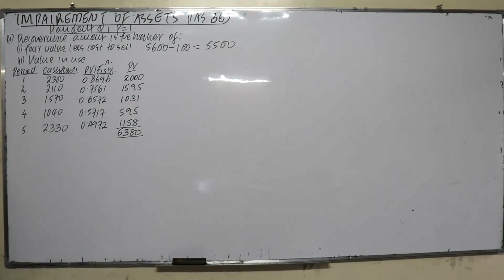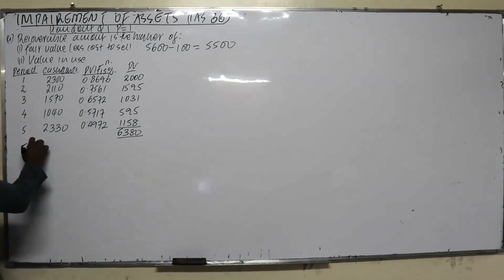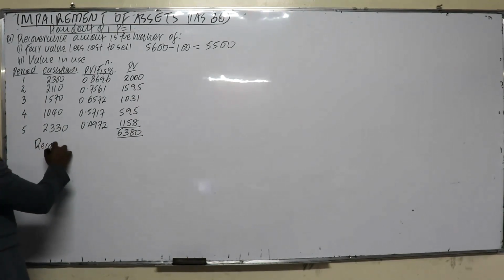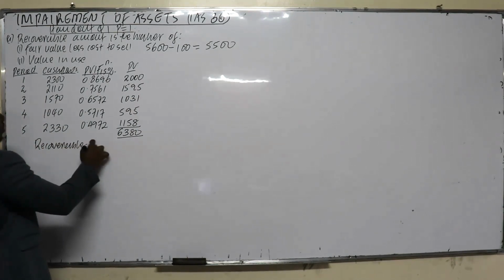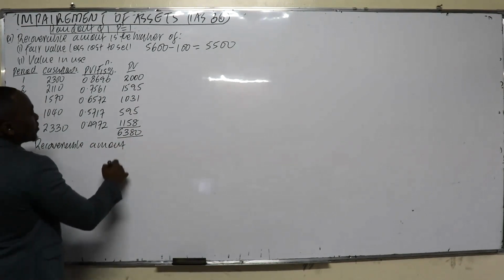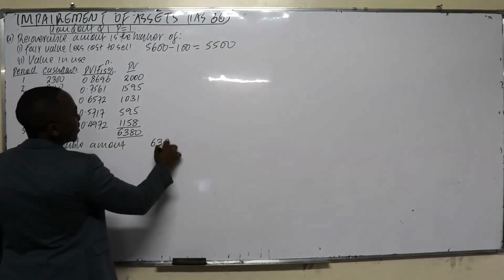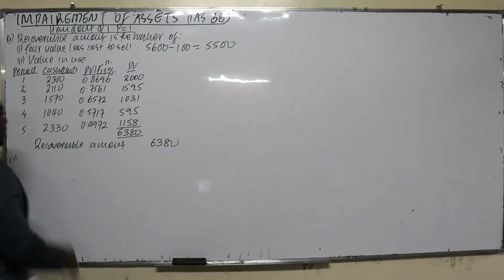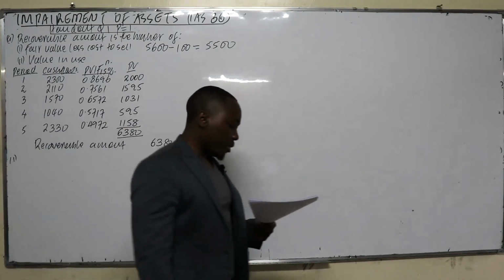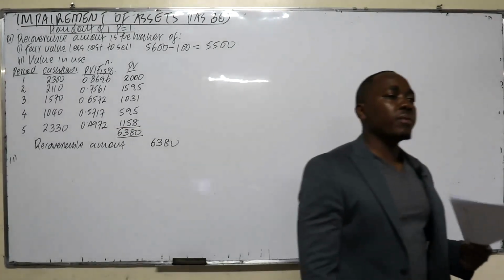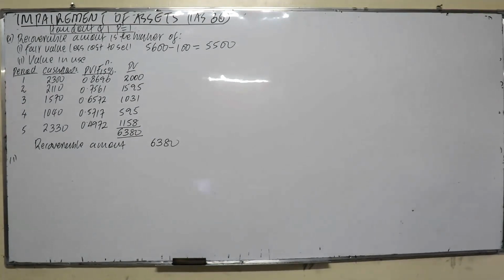Good. So now the recoverable amount is the higher of the two. So how much will be our recoverable amount? 63.80. Number 2 of the question: impairment loss of the plant. How do you get the impairment loss? Now let's go back to the definition.